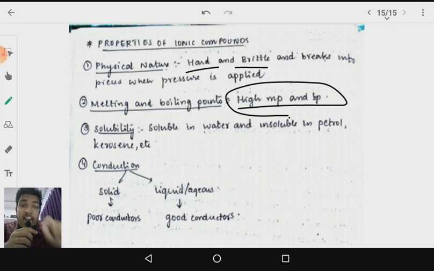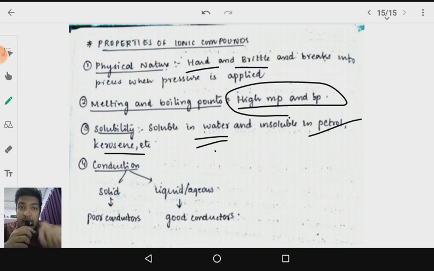Next point is regarding their solubility. They are soluble in water because water is also formed in a similar way. So always remember this point, that polar solutes are soluble in polar solvents. So these are polar solutes, that means charged solutes, so they are soluble in charged solvents. That is, water is also a charged solvent, so they are soluble in water. Whereas petrol and kerosene are uncharged molecules, non-polar molecules, so they do not get solubilized in those molecules.